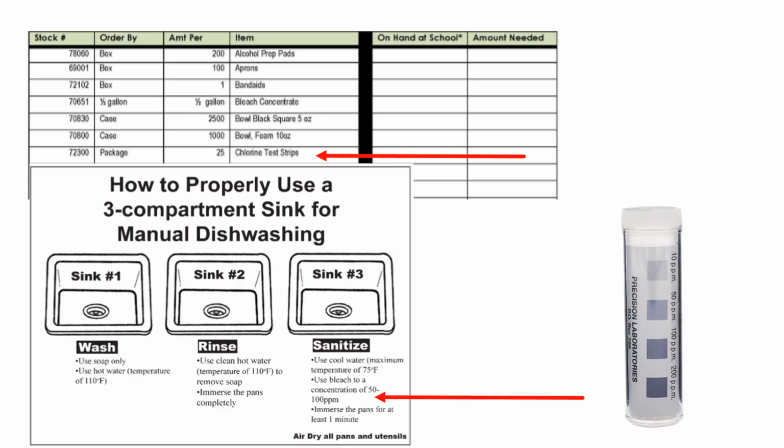One would use chlorine test strips when testing the 3-compartment sink sanitizing water to ensure that the water is 50 to 100 ppm. If the test strip is less than 50 ppm, then more bleach would need to be added. If the test strip is above 100 ppm, then more water would need to be added. Test strips should be ordered when the bottle gets low or when the bottle expiration date has passed.